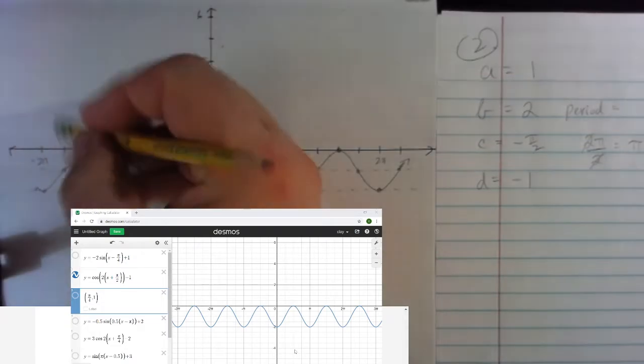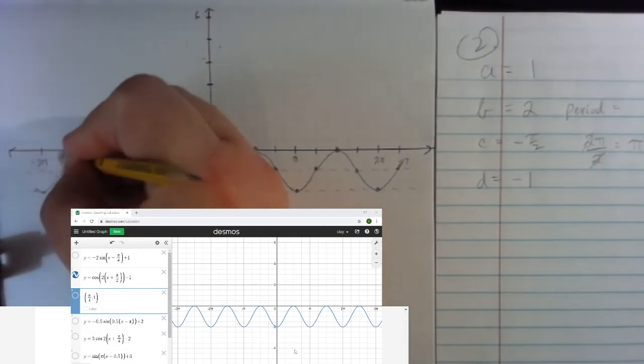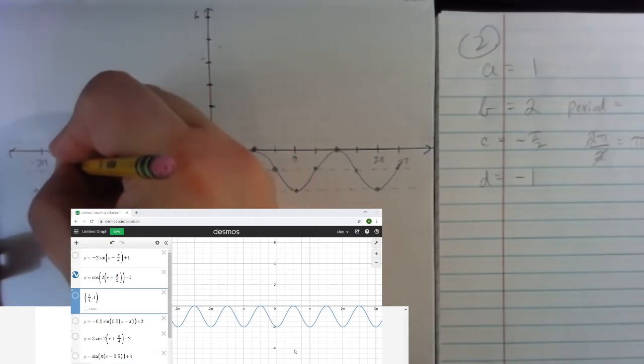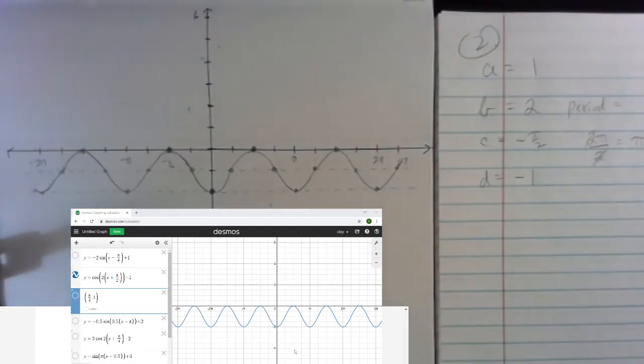I guess, you know what, this is offending me. I gotta fix that. There we go. Looks more like a wave now. Okay, so there we go. There is our cosine curve.